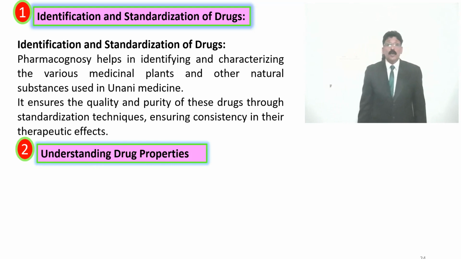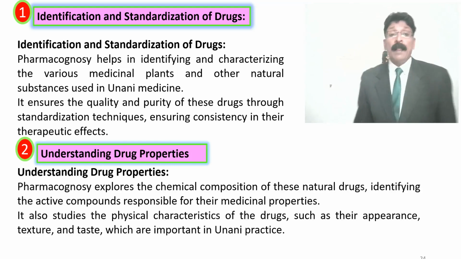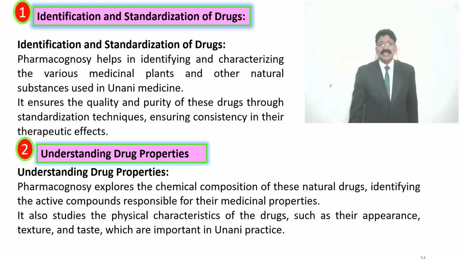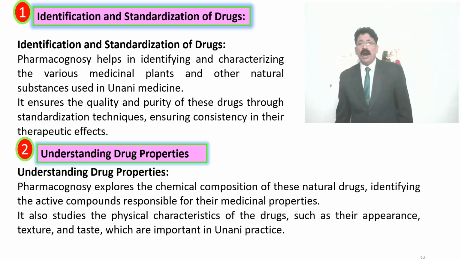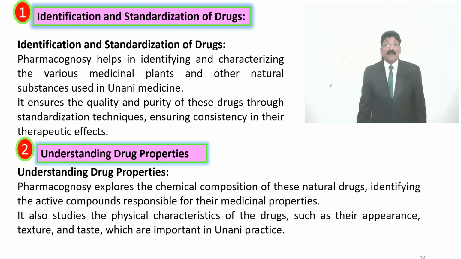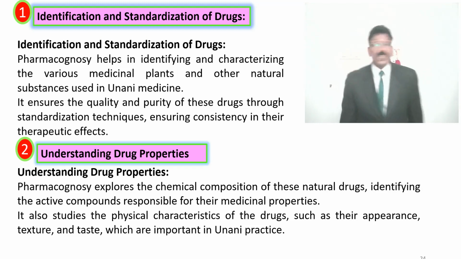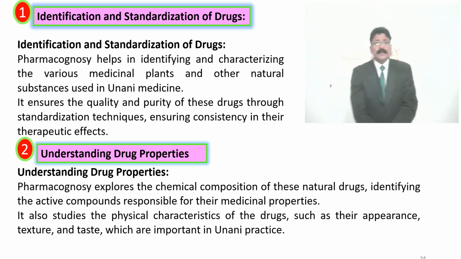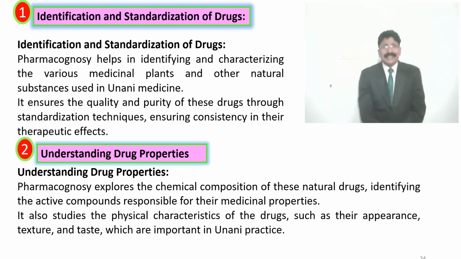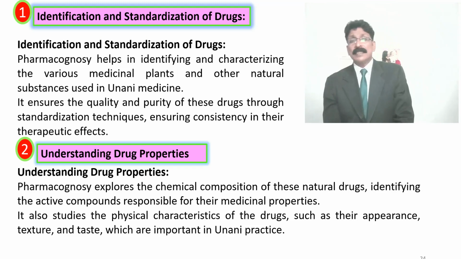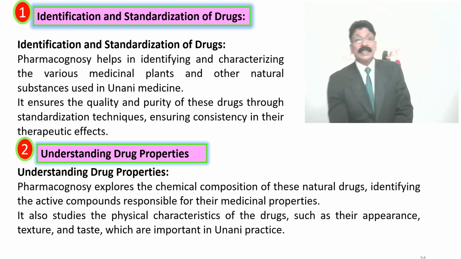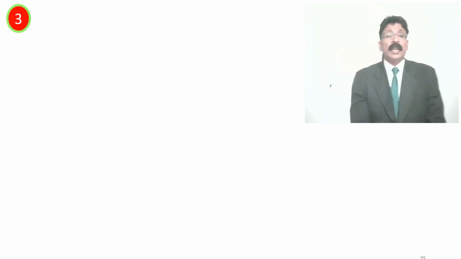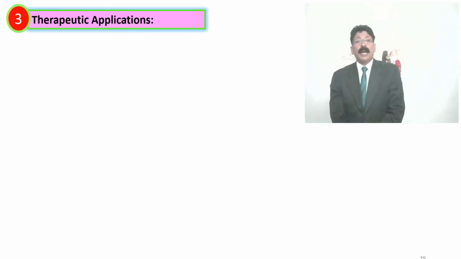Number 2, understanding drug properties. Pharmacognosy explores the chemical composition of these natural drugs, identifying the active compounds responsible for their medicinal properties. It also studies the physical characters of the drug, such as their appearance, texture and taste, which are important in Unani practice.